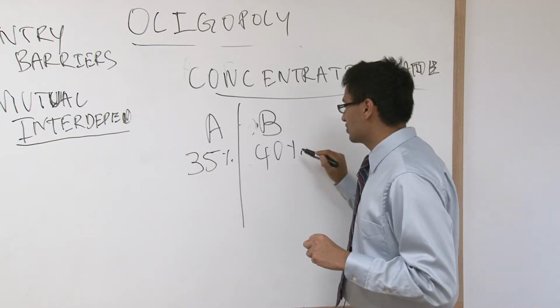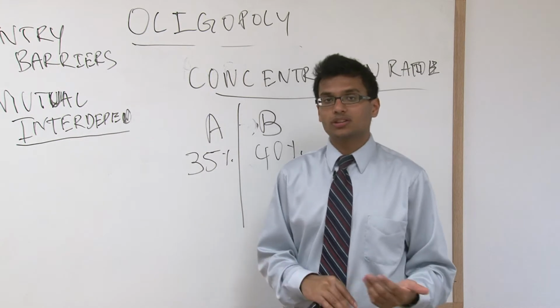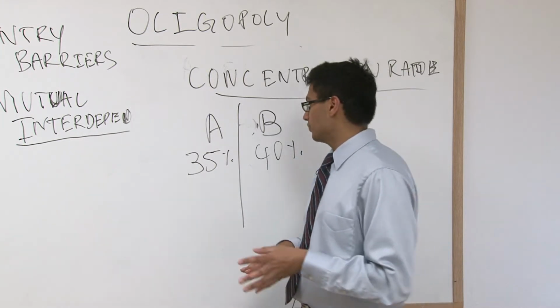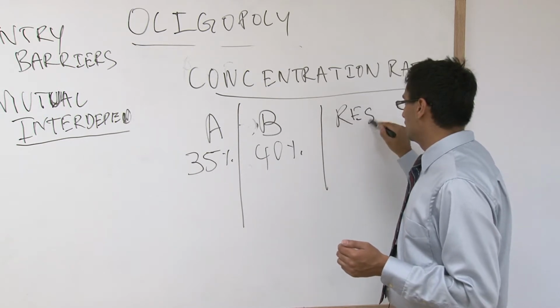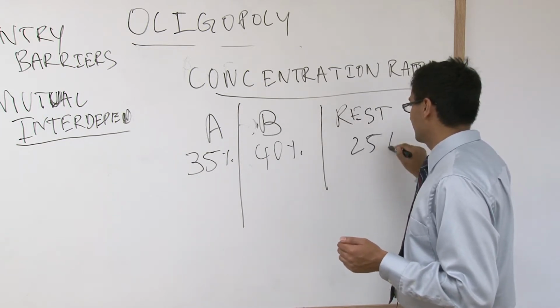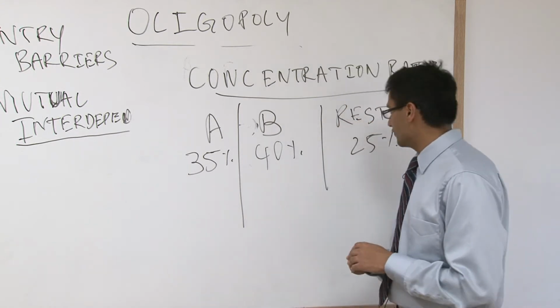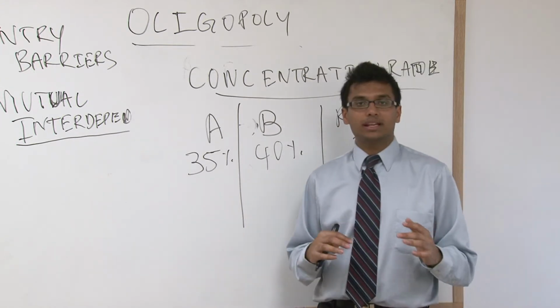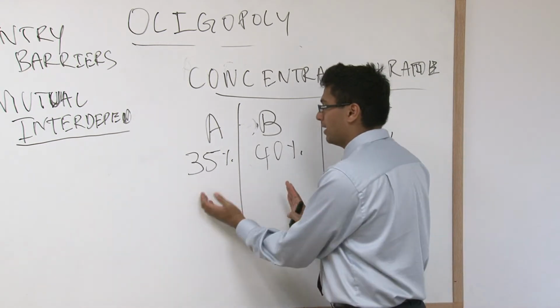Now, these are not real numbers. I really don't know the market in specific, so I'm just making these up for the example, right? And the rest, of course, make up 25%. 75, 25. So basically, the small guys make up about 25%, but the big chunk is taken by Airbus and Boeing.